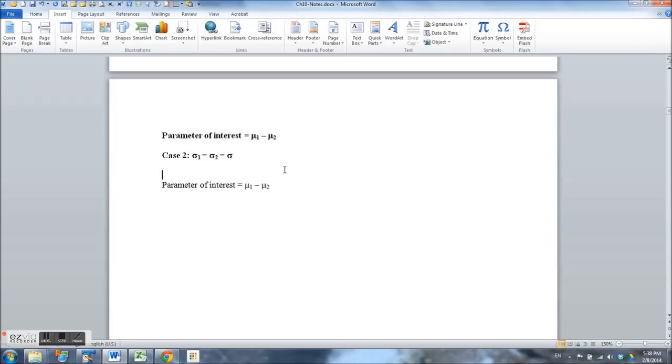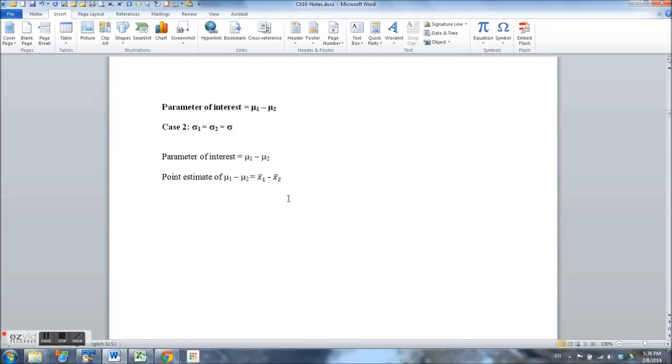So parameter of interest is still mu sub 1 minus mu sub 2. And the point estimate is still x bar sub 1 minus x bar sub 2 from the two samples we take from the two populations. Now this time, we can compute what is called a pooled variance estimate when the two standard deviations or the two variances are equal. Then we can pool the two sample variances as a weighted average of the degrees of freedom, and what we get is a pooled variance estimate S squared sub p.